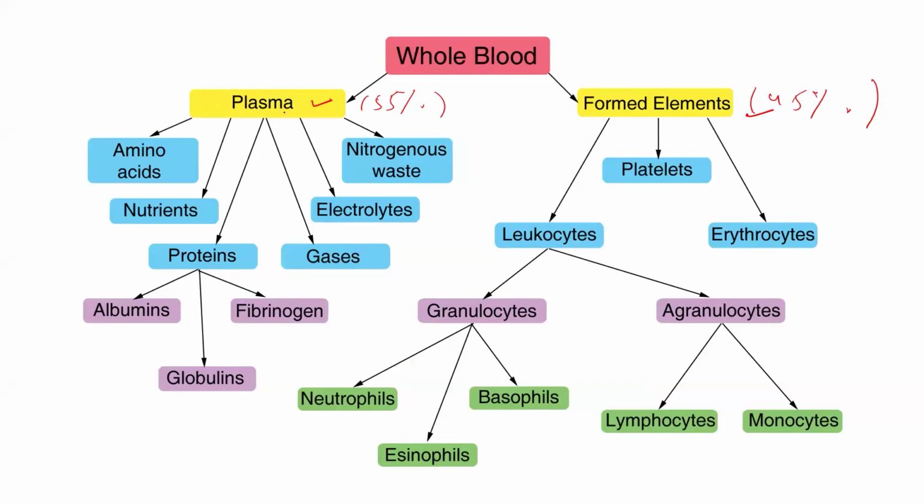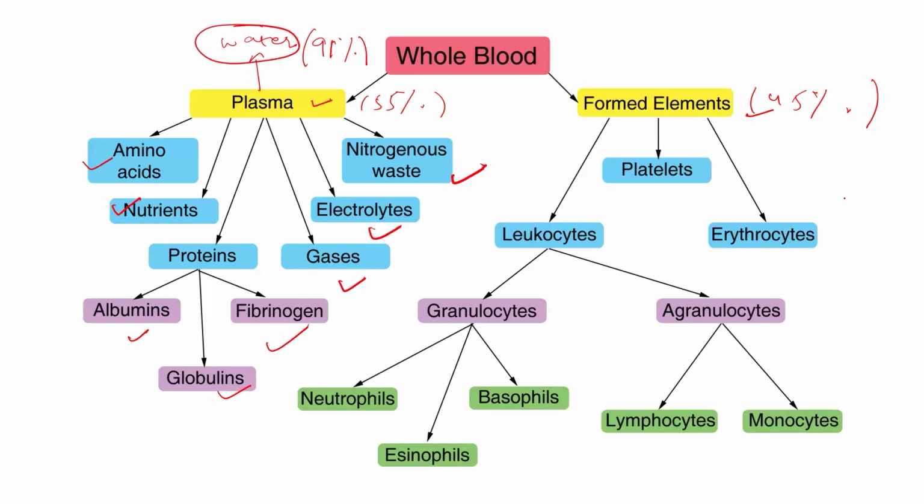In plasma also we have water and other compositions. Water is usually 90 to 91% of the plasma, and the remaining compositions include the amino acids, different nutrients, proteins like albumins, globulins, fibrinogen, different types of gases, electrolytes, and nitrogenous waste. However, the major composition of the plasma is the water.